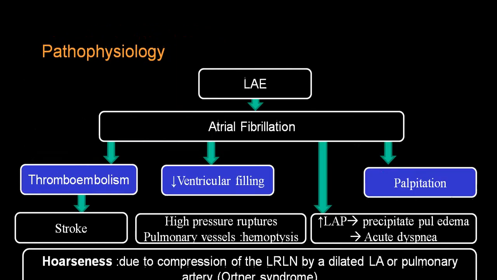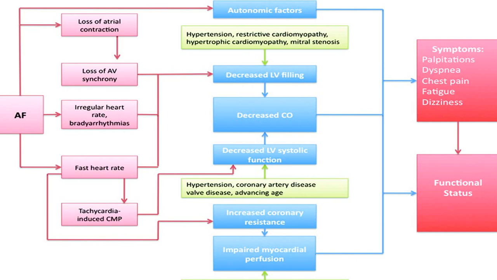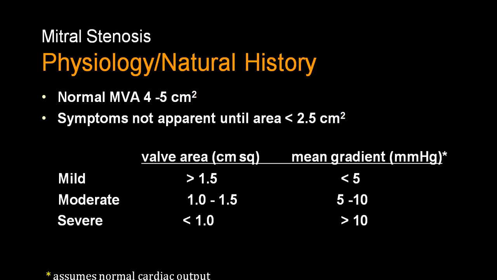The same thing is shown here because of atrial flutter fibrillation. At your leisure time, you can go through this. This we already showed you before. Area between 1.5 to 2 is mild, between 1 to 1.5 is moderate, and severe is less than 1 square centimeter, and gradient less than 5 is mild. If the gradient is 5 to 10, moderate, and more than 10 is called severe. So this is the way it is classified.